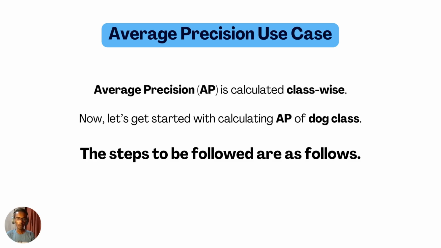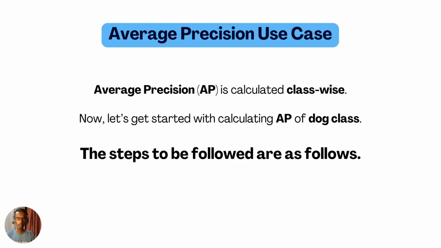So how do we compute the average precision? The average precision is always calculated class-wise. When we compute the average precision, we have to compute each class independently, and we cannot combine all of the classes, measure the precision value, and compute the average precision. So for this particular use case, we're just going to compute the average precision for the dog class.